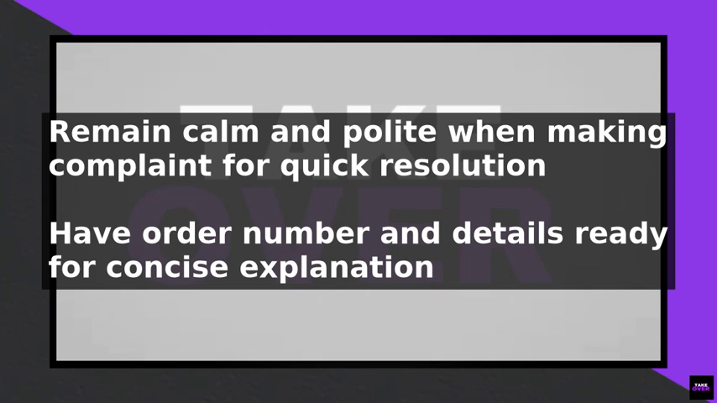It is also possible to make a complaint by phone or through the DoorDash app. To do this, click on the 3 horizontal lines in the top left corner of the app. Select Help, and then choose the type of issue you are experiencing. You will then be given the option to call or email customer support.